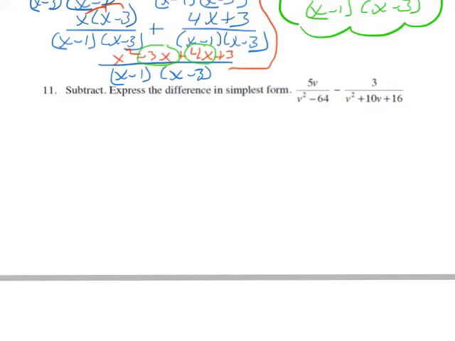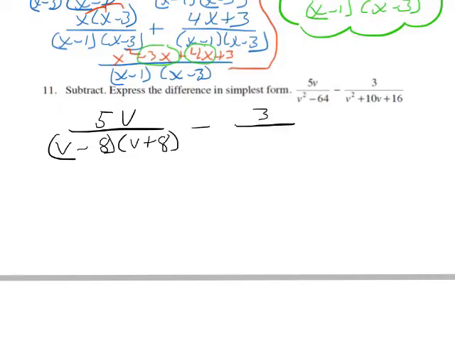That's a good question. How about 8 and 2? Yes, that gives me 10. So let's go ahead. We have our plan here, so let's go ahead and factor this. So I have a 5v over top of v minus 8 and v plus 8, subtract 3 over top of v, what is it going to be? v plus a 2 and a v plus an 8. Alright, so there we go.